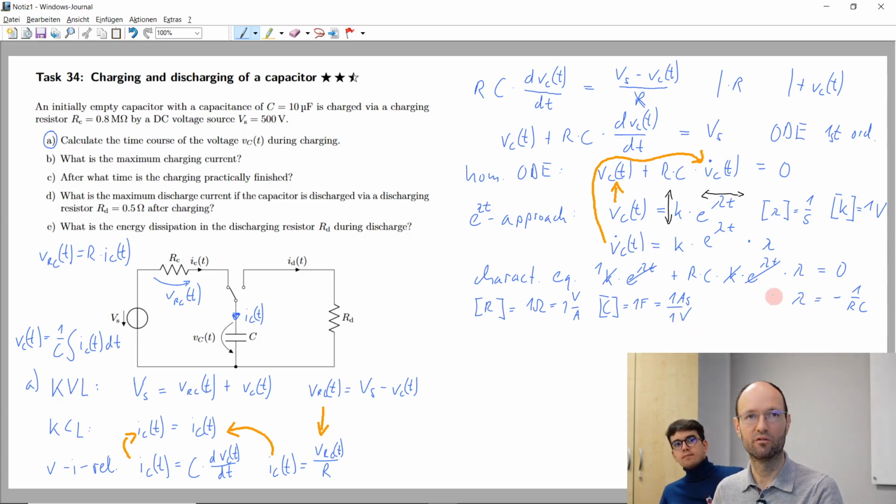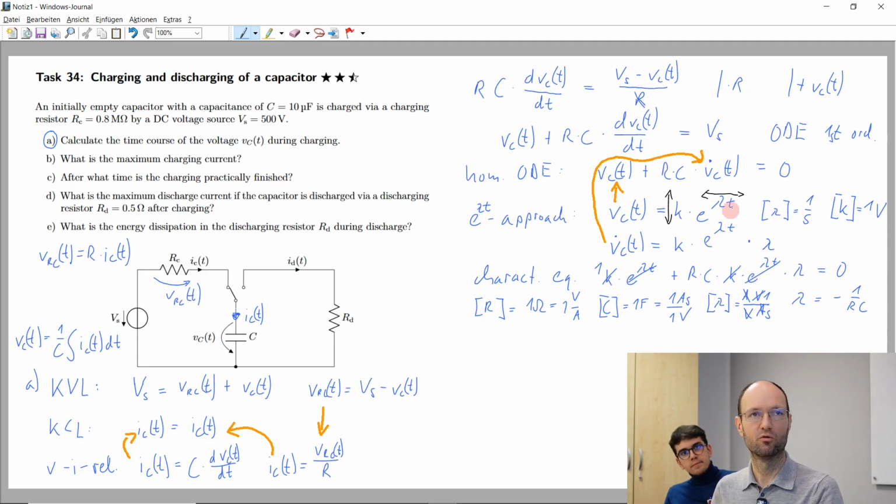And so now if we check the unit of lambda, so it's 1 over r and 1 over c, so from here we have ampere per volt, and from here we have ampere second per volt, and so the volts will cancel each other, the amperes will cancel each other, and we get 1 over second, and this is also what we said here, that we should get 1 over second for this lambda, which perfectly makes sense and fits.